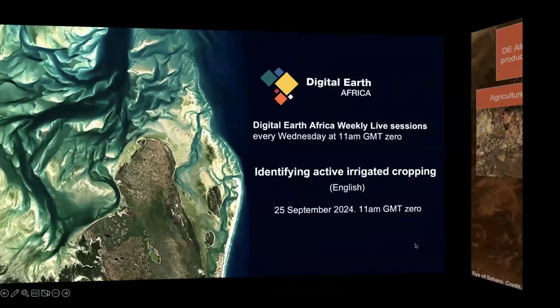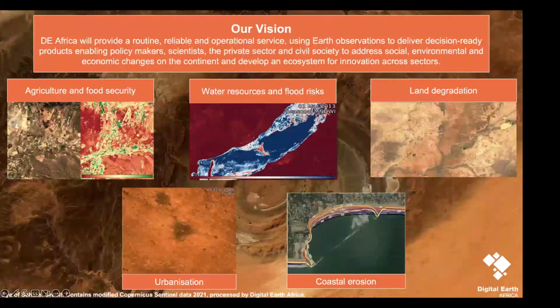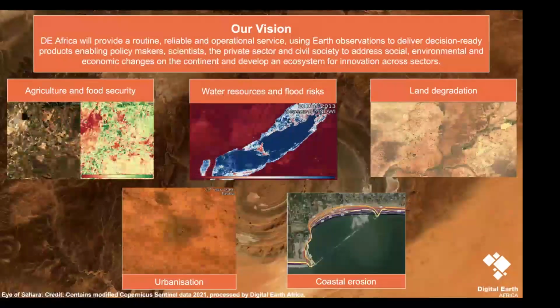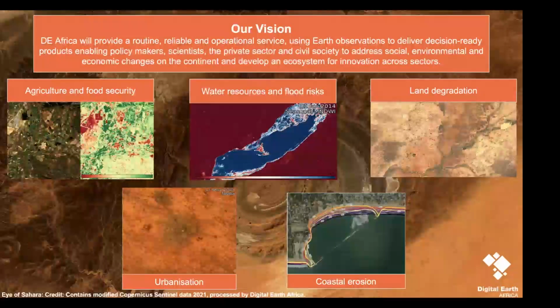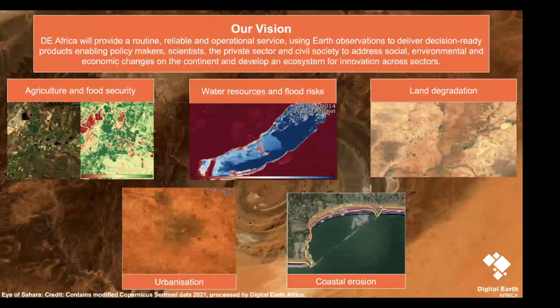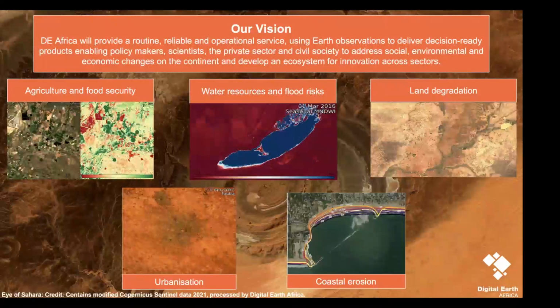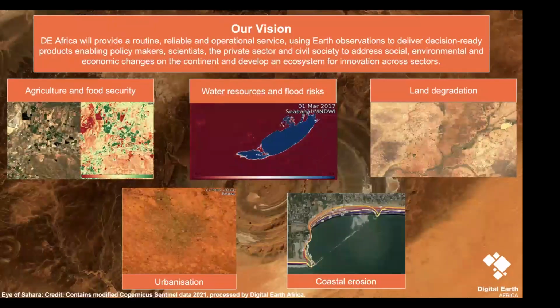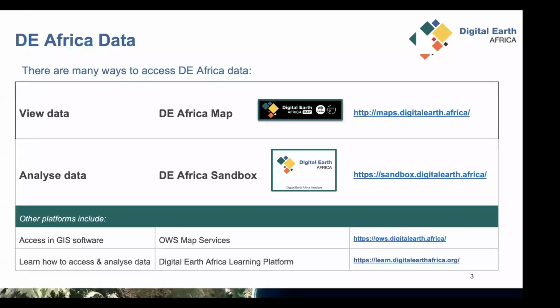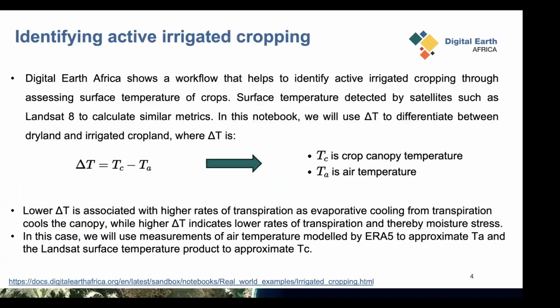Welcome. Digital Africa was set up a few years ago with the objective of addressing sustainable development for all the countries in Africa, looking at different sectors from agriculture, water, land, urban and coastal. And we work with all sectors and partners in Africa. So far, you've been able to see access to the Digital Africa map and sandbox, and even our free online modules that are open for all, leaving no one behind.